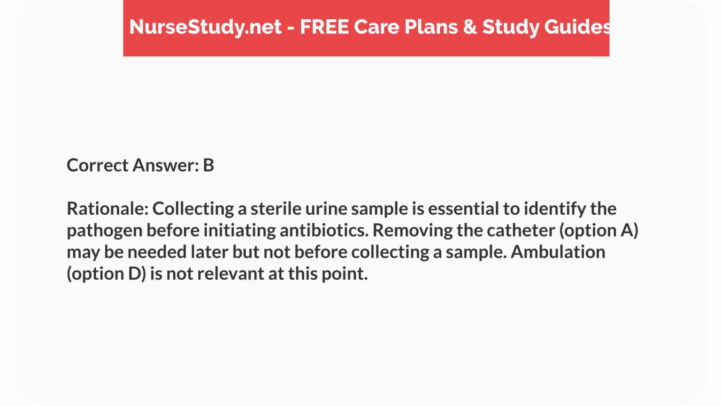Correct answer, B. Rationale: collecting a sterile urine sample is essential to identify the pathogen before initiating antibiotics. Removing the catheter, option A, may be needed later but not before collecting a sample. Ambulation, option D, is not relevant at this point.